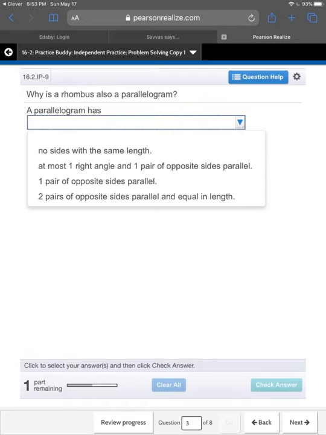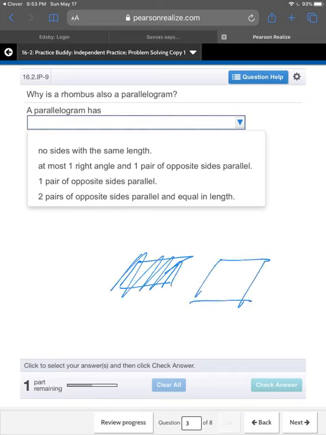All 4. Next one. Okay. Why is a rhombus also a parallelogram? Okay, so let me draw a rhombus. And what you should be doing when you answer these questions, ooh, that's an awful rhombus. What I would recommend you do is always draw a picture. It's really helpful. Okay. So we know a rhombus is a parallelogram. Why is it a parallelogram?